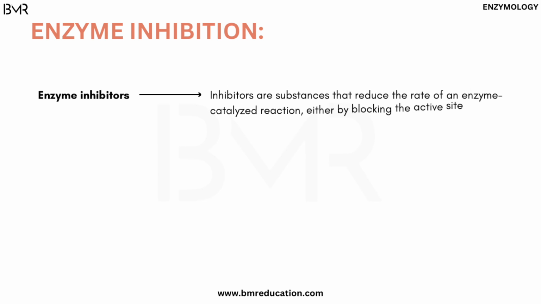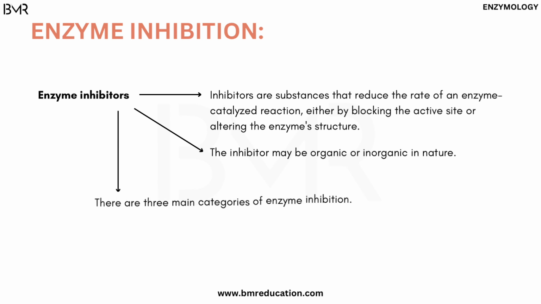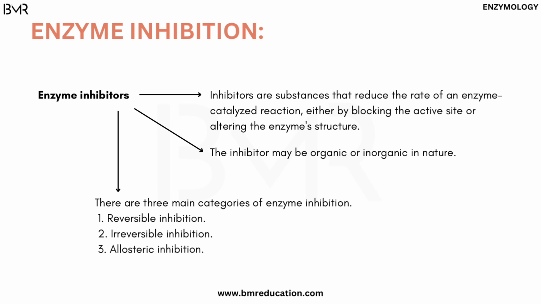Enzyme inhibitors are substances that reduce the rate of an enzyme-catalyzed reaction either by blocking the active site or altering the enzyme structure. The inhibitor may be organic or inorganic in nature. And there are three main categories of enzyme inhibition: reversible, irreversible, and allosteric inhibition.